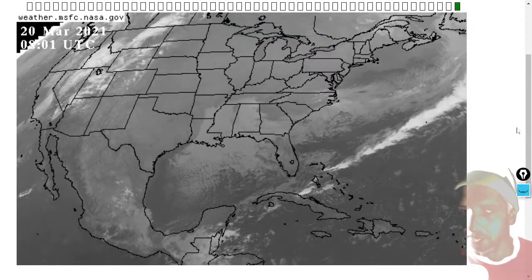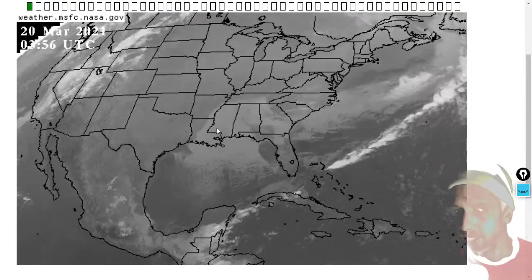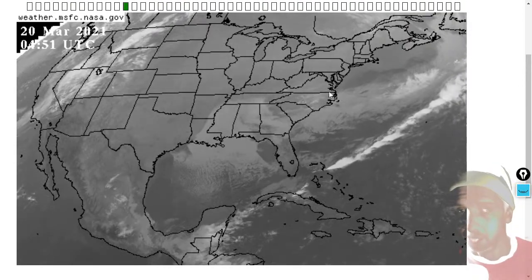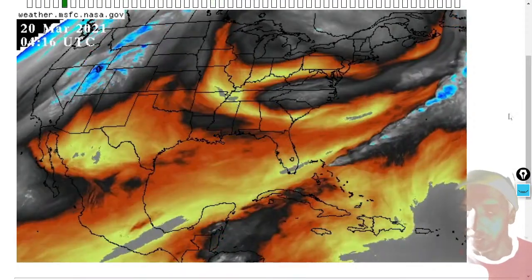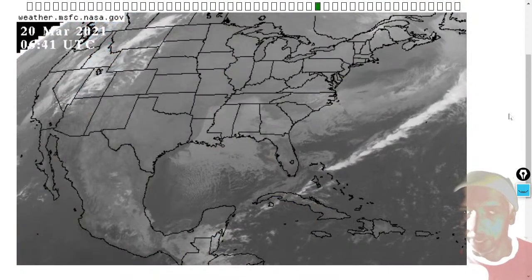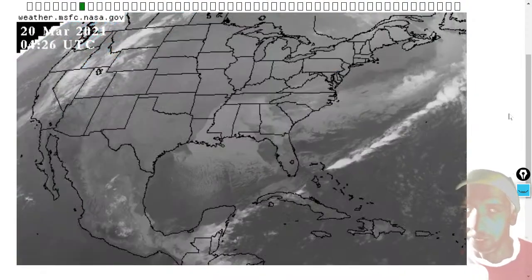Anyway, there's the cloud layer. Low clouds over Gulf of Mexico, Louisiana, Mississippi, Alabama, Georgia, southern South Carolina, and much of the Atlantic Ocean. You can see those low clouds, really obvious. Here is the water vapor map. Great overlay there showing you the difference between water vapor and clouds.